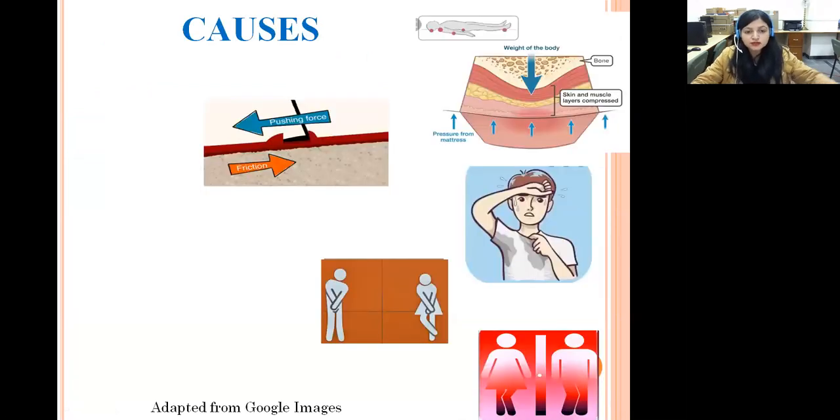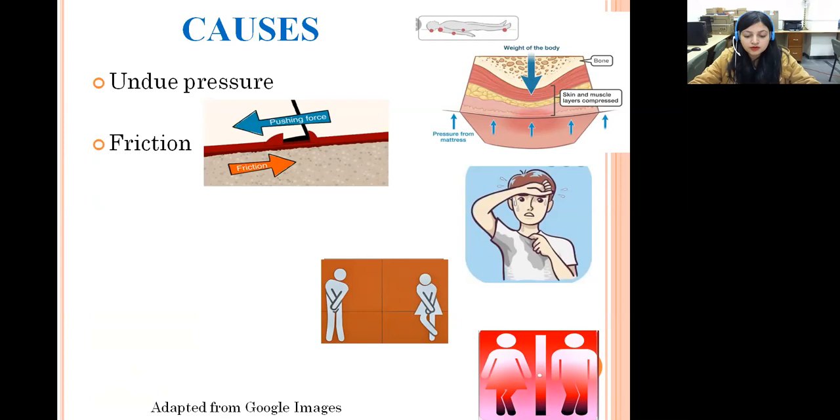So now coming to the causes, undue pressure is one of the causes of pressure sore, as it causes reduced blood supply with the failure of circulation resulting in tissue damage.